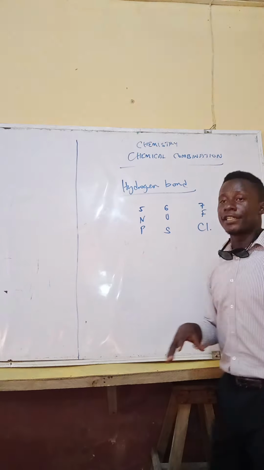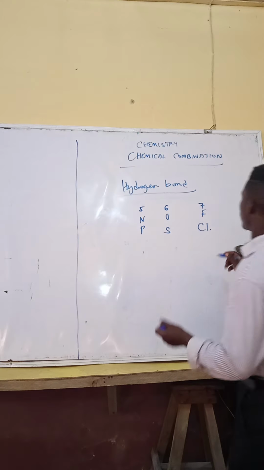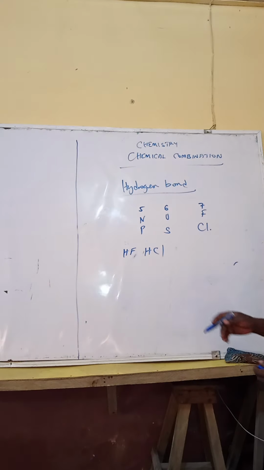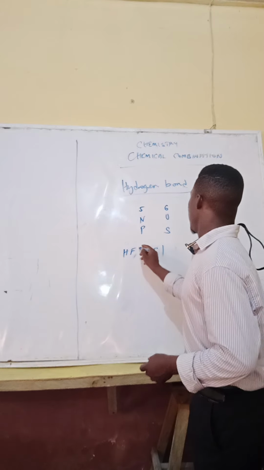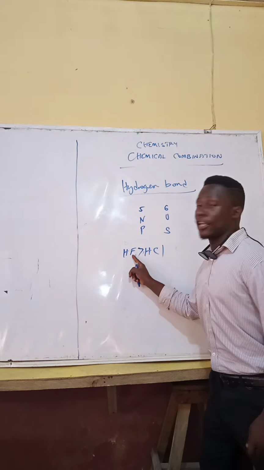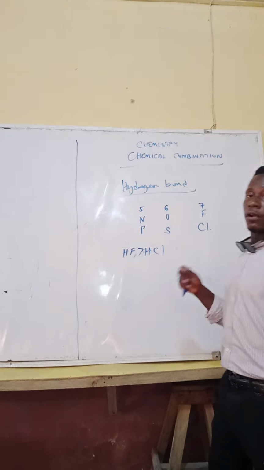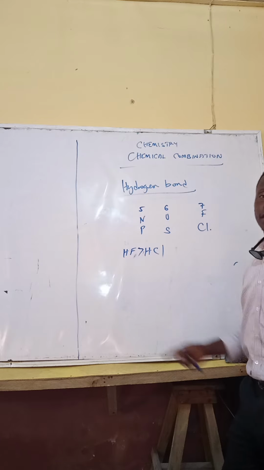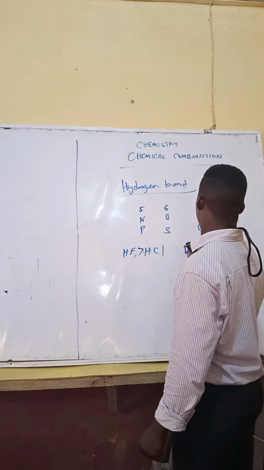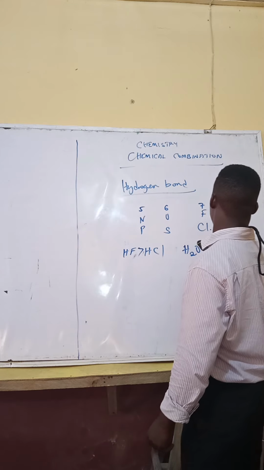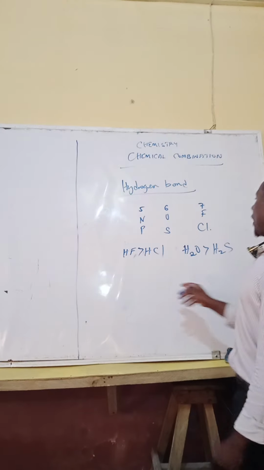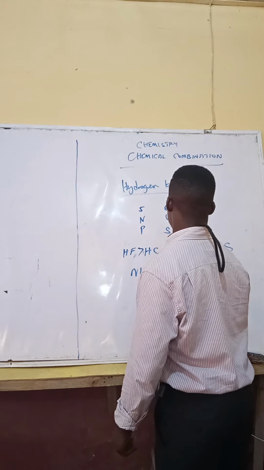The strength of hydrogen bond increases across the period but decreases down the group. So down the group, where you have HF and HCl, the strength of hydrogen bond in HF is greater than that of what? HCl. Why? Because the strength of hydrogen bond increases across the period but decreases down the group. In this one too, the strength of hydrogen bond in H2O is greater than that of H2S. Don't forget, the hydrogen bond exists between hydrogen and highly electronegative elements. And the strength of hydrogen bond in NH3 is greater than that of what?